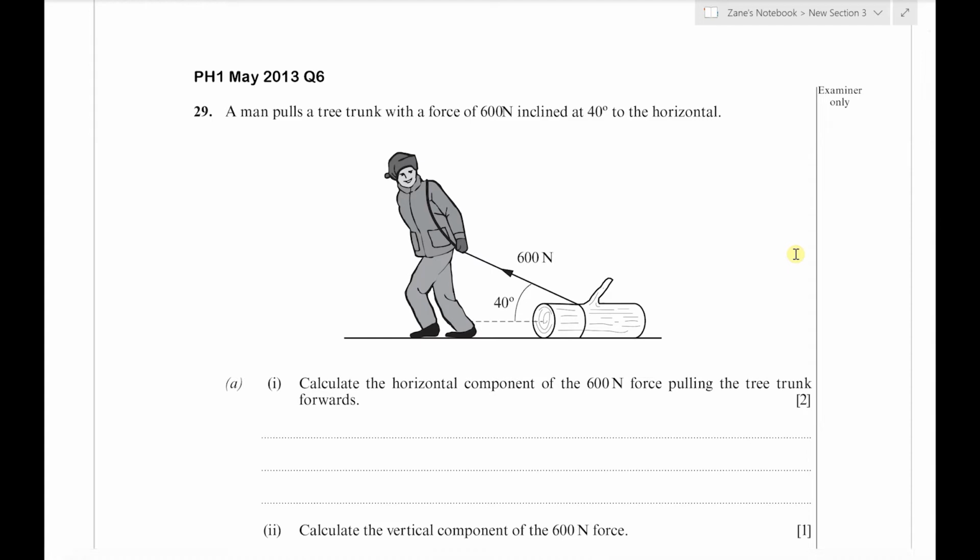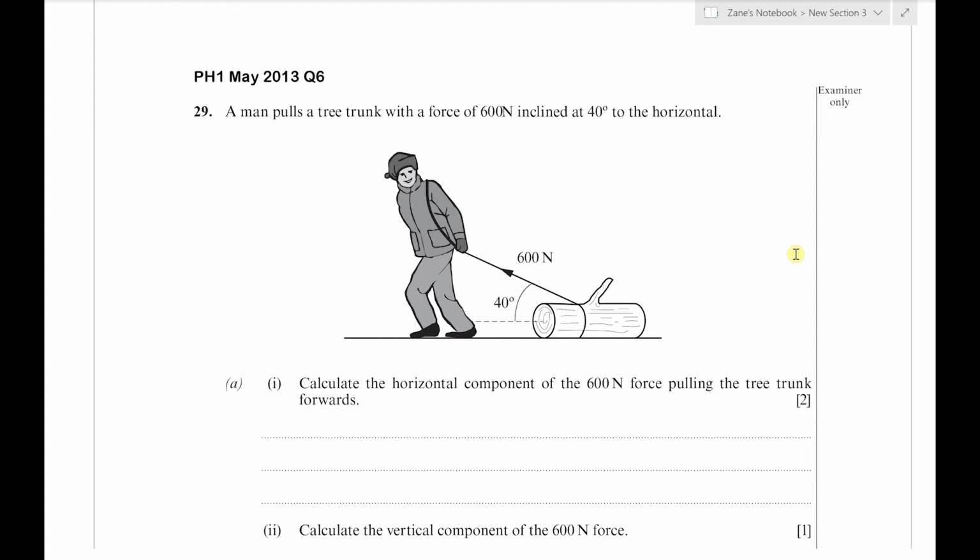This time it's a Unit 1 question from May 2013, question 6 on that paper, and it's basically a forces question. The first part: we've got a man pulling a tree trunk with a force of 600 newtons at an angle of 40 degrees to the horizontal, as we can see on the diagram. We've got to calculate the forward component, the horizontal component of the 600 newton force pulling the tree trunk forwards.